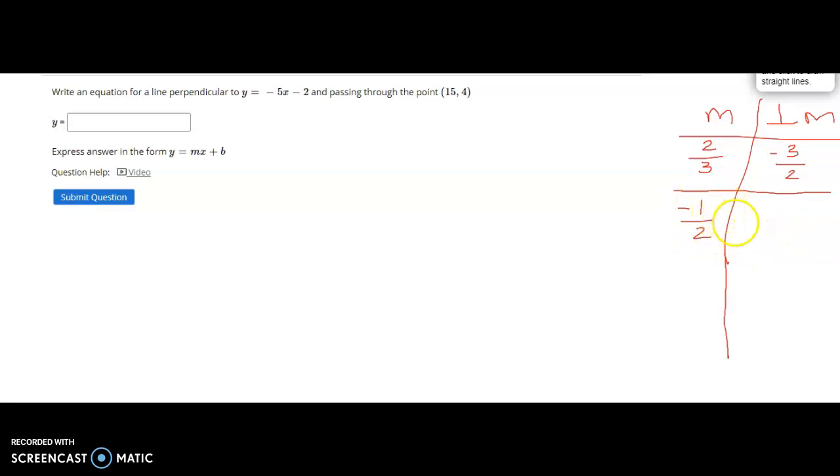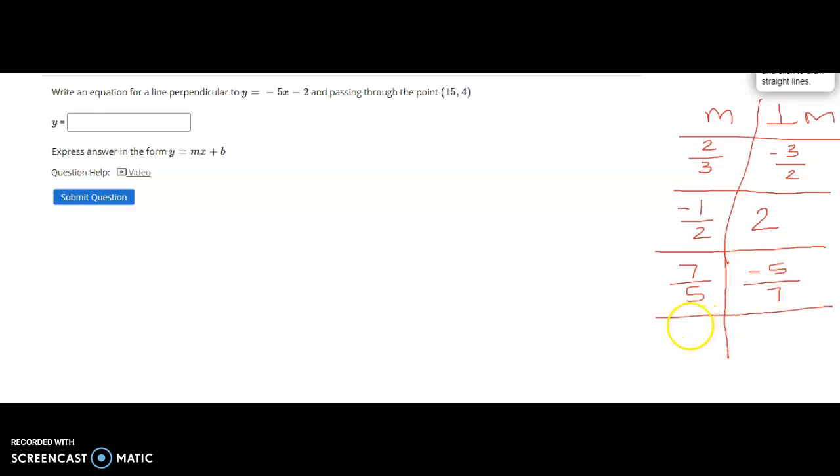We want to do the negative reciprocal, so we'll flip it, which would be 2/1 or just 2, and it's got to be positive since that one's negative. So notice only one of the slopes is negative, the other's got to be positive. Okay, what about 7/5? If 7/5 is the slope, it'll be negative 5/7.